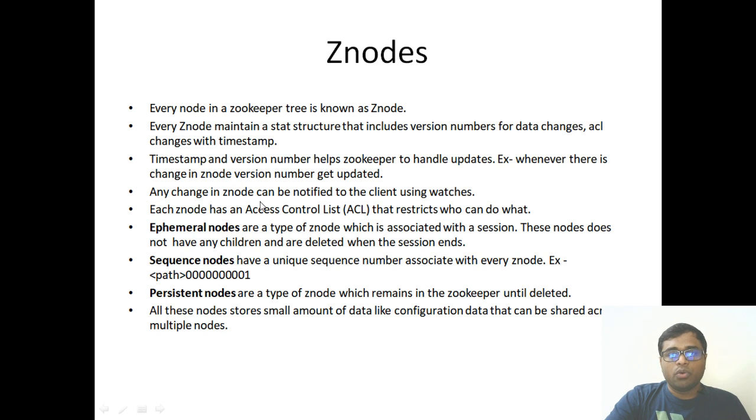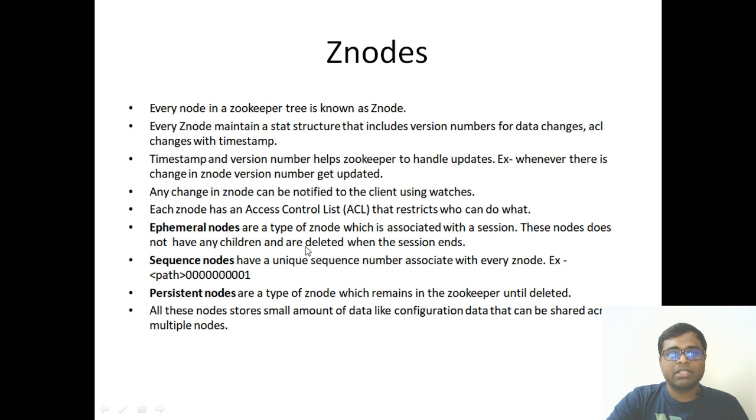Any change in a Znode can be notified to the client using watches. There is a separate tutorial for this. I'm going to talk about it in a later tutorial. Also about the ACL. In every single Znode, we have an access control list, which is ACL, which restricts who exactly can do what, which actually defines the access to a particular node.